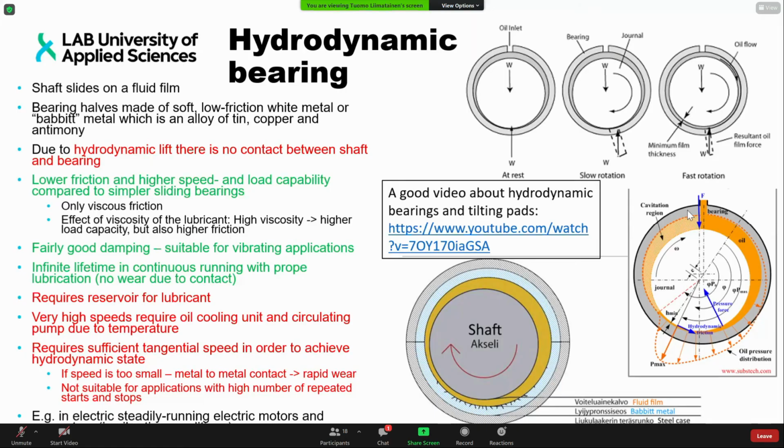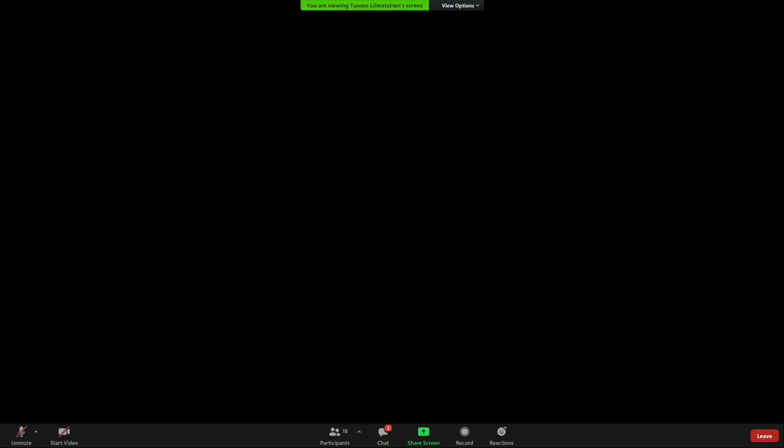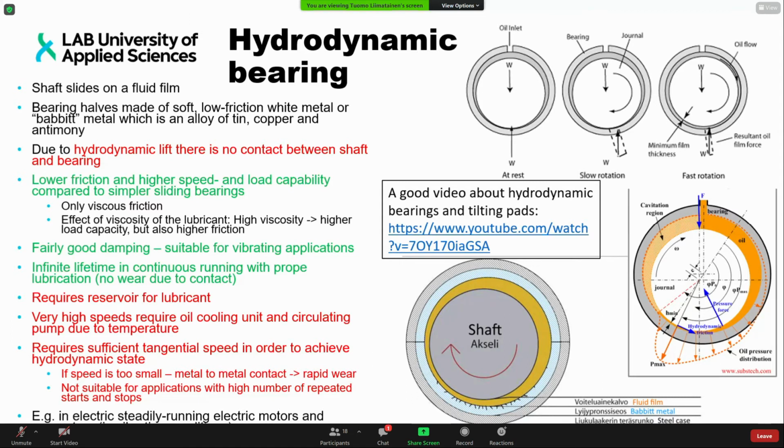And usually these bearings are made from fairly soft, low friction white metal, or so-called Babbitt metal. Babbitt is an alloy of tin, copper, and antimony. The idea is that they are soft, so that they would wear before the shaft wears. Another point is that they have inherently low friction, so that they provide low friction during the starting seconds of the machine, and it wouldn't wear too much while starting the machine. Of course, when it's up and running at full speed, then there is no touching at all anymore.